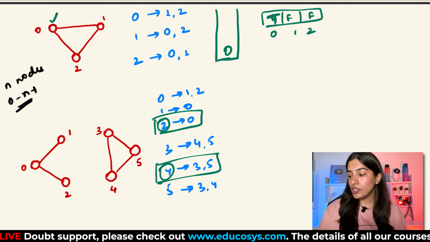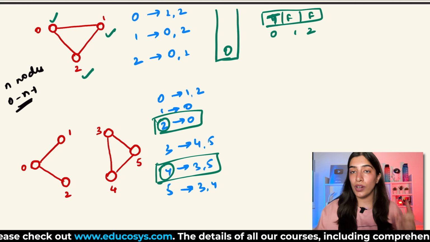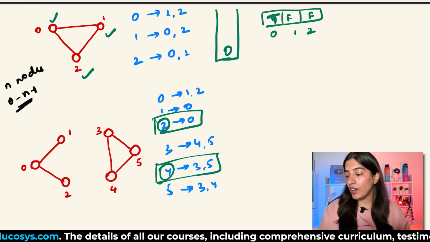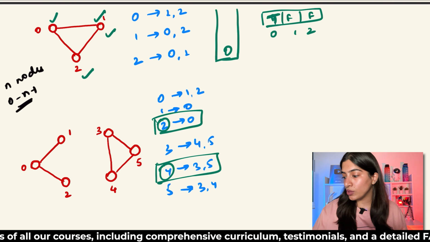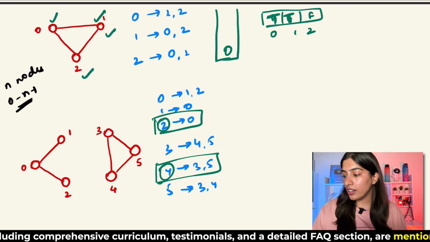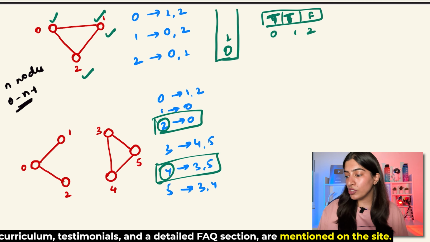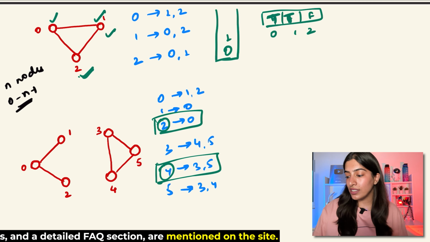Who are the neighbors of 0? They are 1 and 2, but we are going to go one by one. So we first go to 1 and mark it as visited. I marked this as visited and I go to 1. Then I go to the neighbors of 1. 0 is already visited. 2 is the other neighbor.